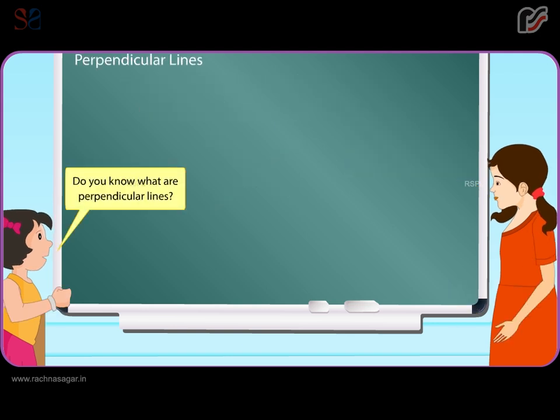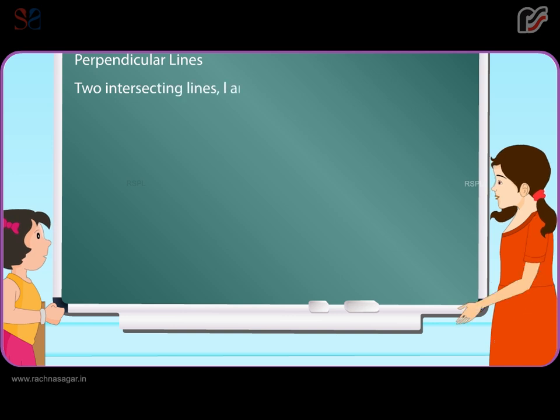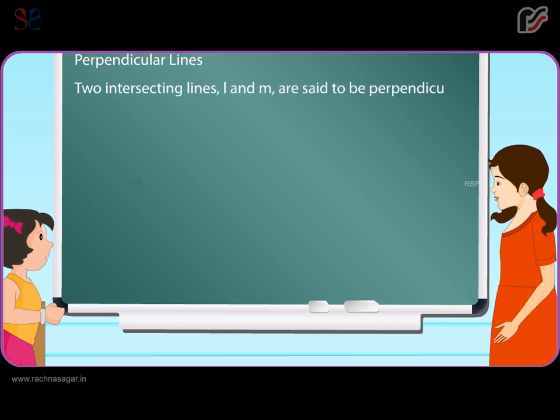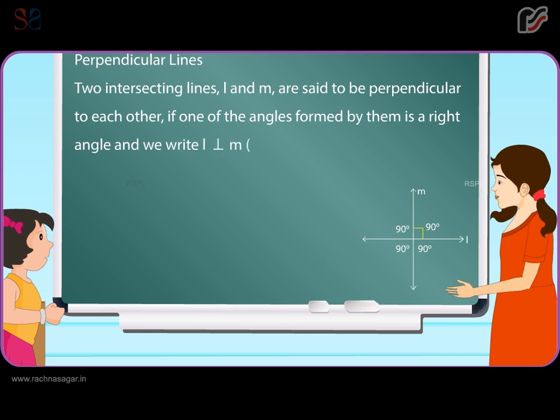Perpendicular lines. Do you know what are perpendicular lines? Yes, let me explain. Two intersecting lines, L and M, are said to be perpendicular to each other if one of the angles formed by them is a right angle, and we write L perpendicular to M.